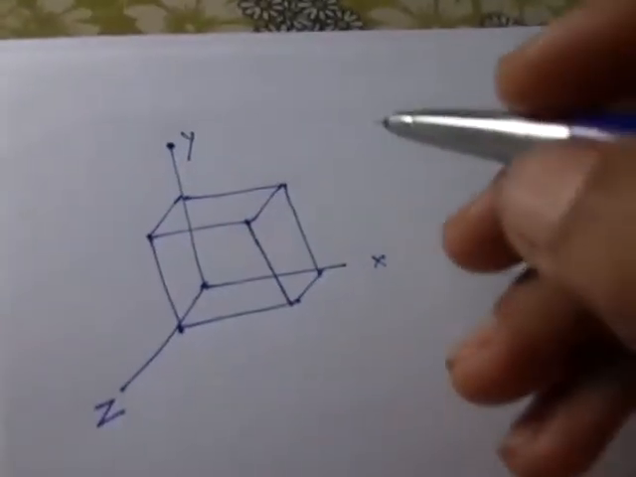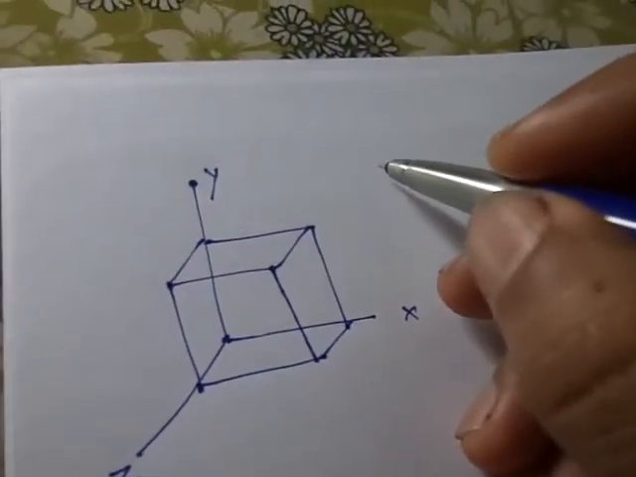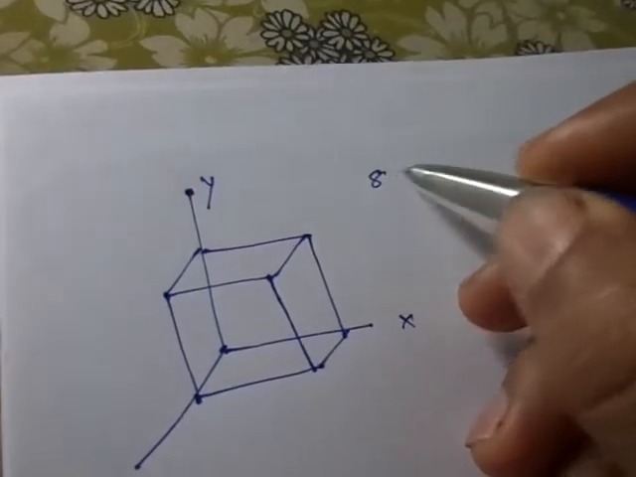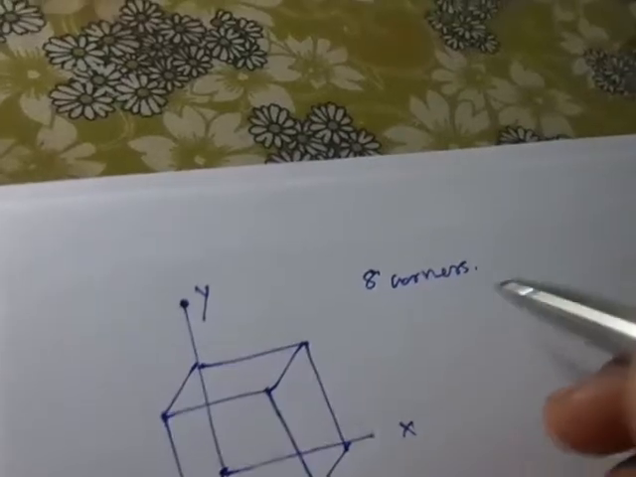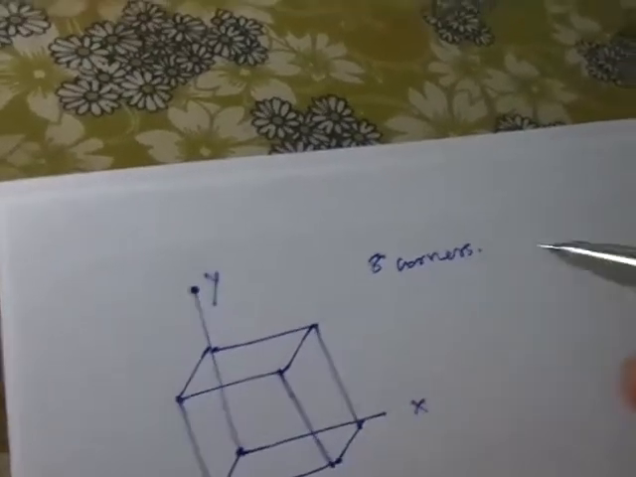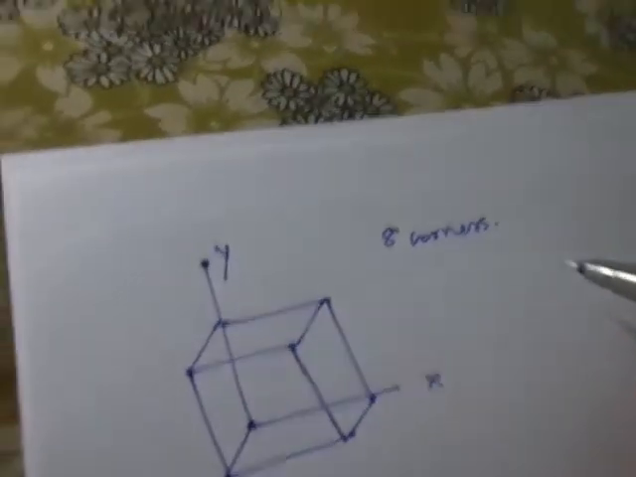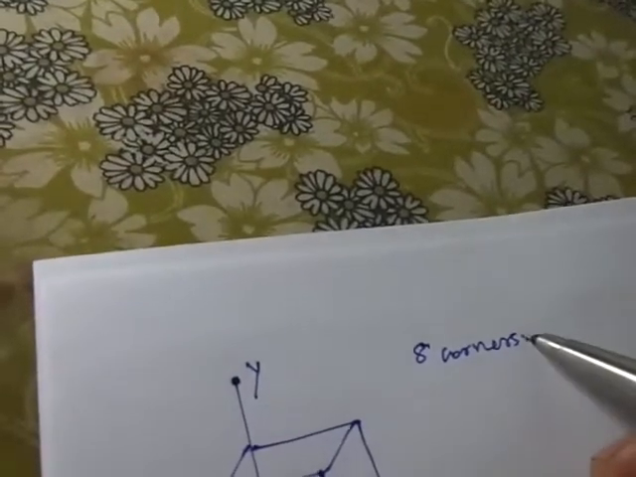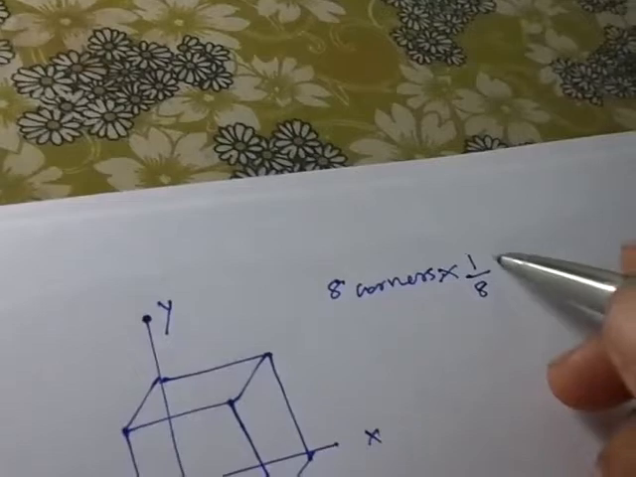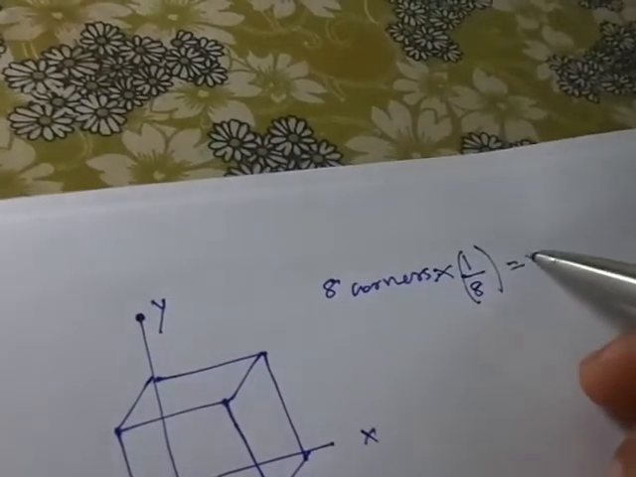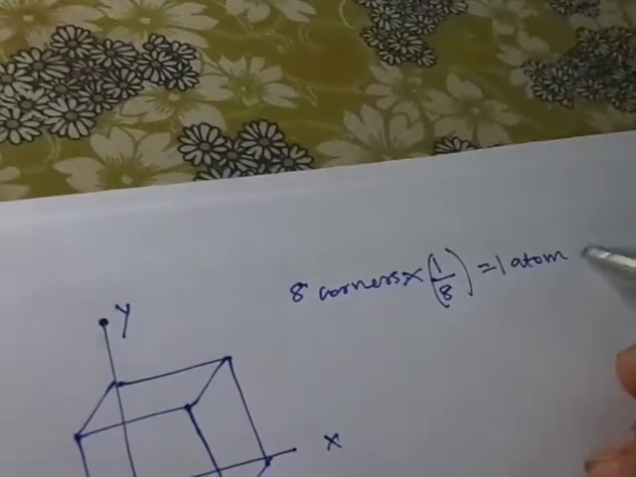So totally there are 8 corners, and in each corner 1/8 of an atom. So 1/8 of an atom. So one atom inside a unit cell.